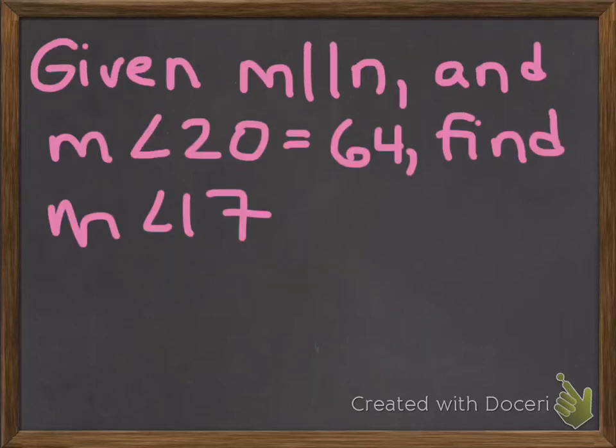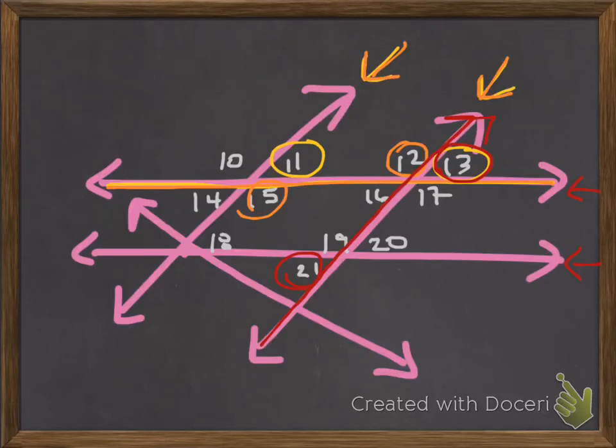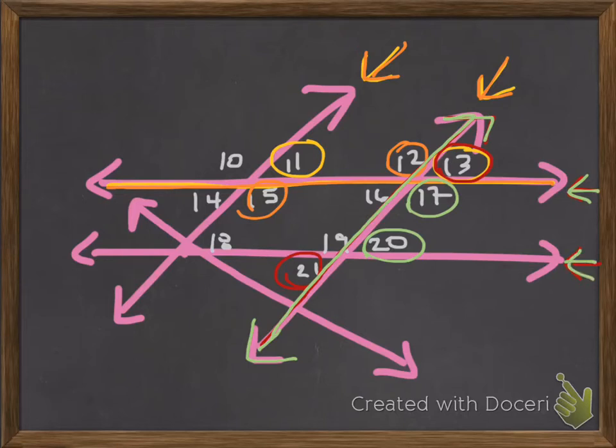Now we're given the fact that the two lines are parallel, and we are given angle 20 is 64. We need to find angle 17. So if we go back, we need angles 20 and 17. Those, you can see, are on the same side of this line here. So that means we're looking at these two lines to be in or out of. So they're both inside on the same side. That means they're consecutive interior angles, which add up to 180.